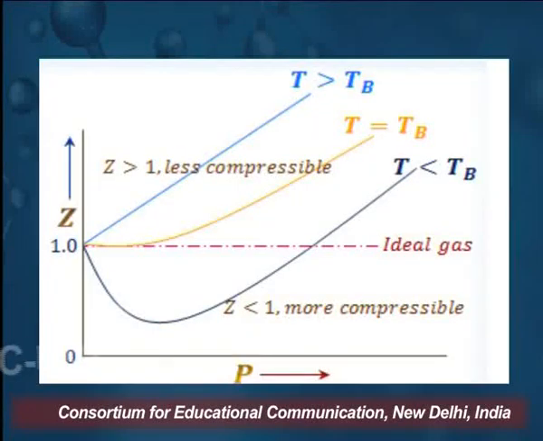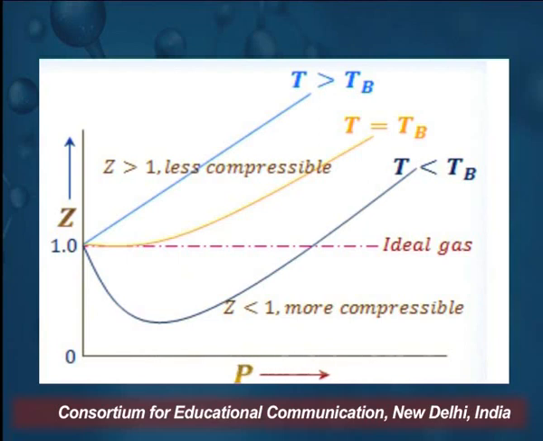So this curve is again showing the same thing, but with a difference. In the earlier curve, we had shown 3 different gases. Here we are showing the variation of the same gas at different temperatures in comparison to the Boyle's temperature. So as you can see, for temperatures less than TB, the compressibility factor for the gas is less than 1.